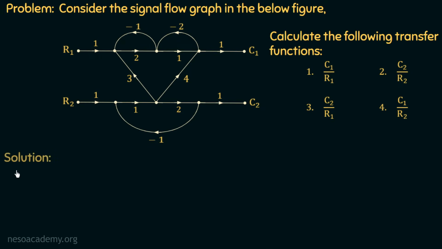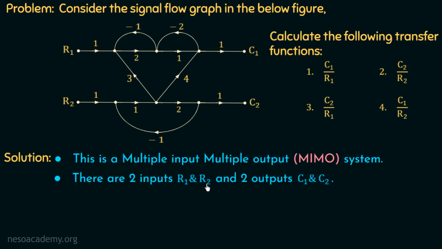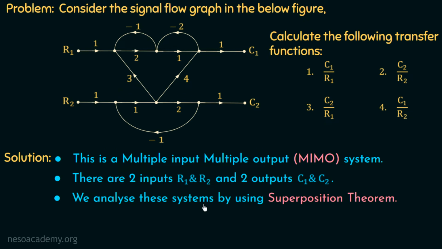So moving on to the solution, we know that this is a multiple input, multiple output system, and there are two inputs R1 and R2, and two outputs C1 and C2. And we know that if we have more than one input and more than one output, we analyze the systems by using the superposition theorem. That is, when we consider one output and one input, we will assume that all the other inputs and the outputs are 0.